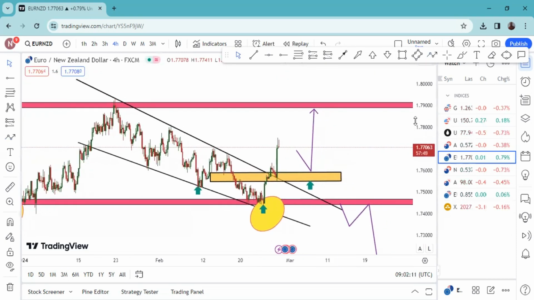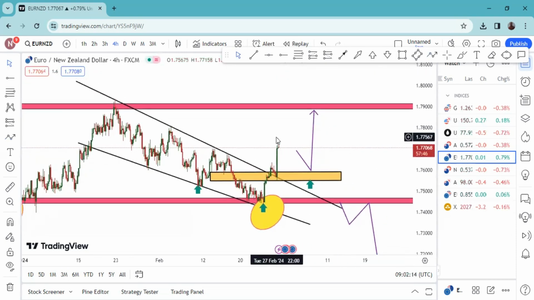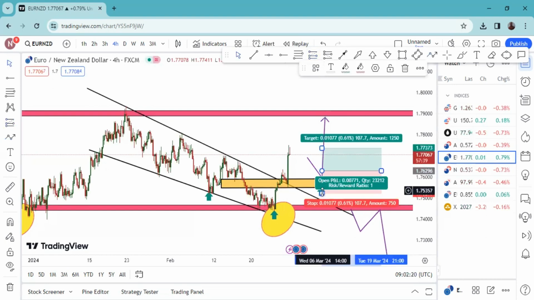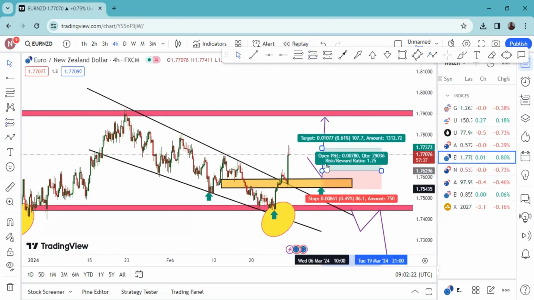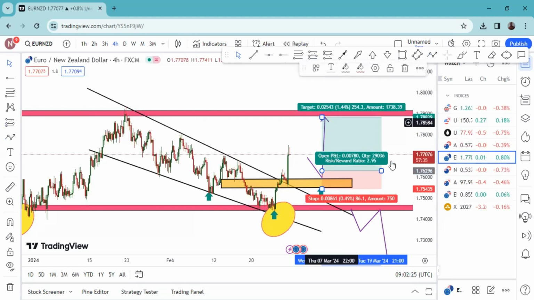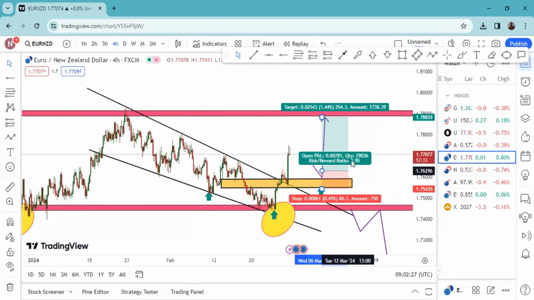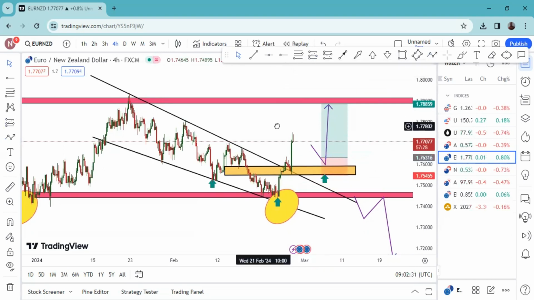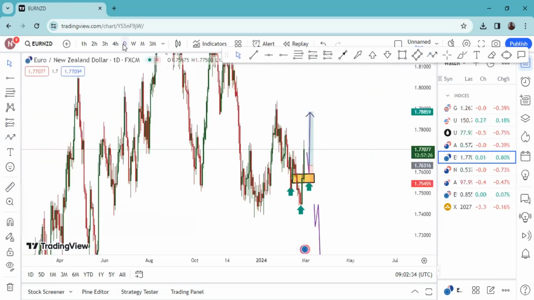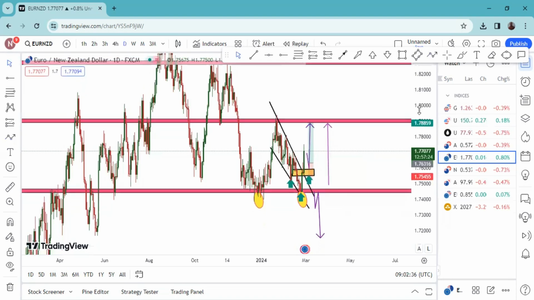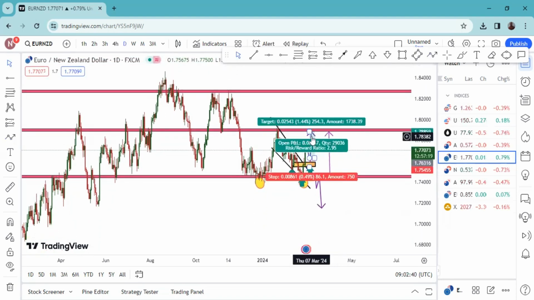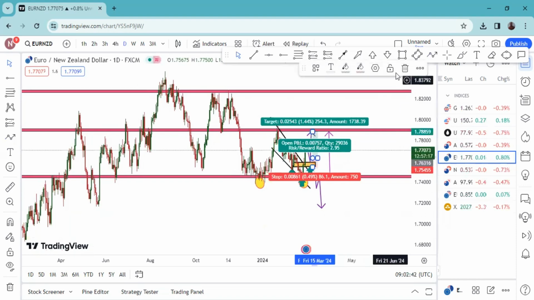But for now, what I'm currently waiting for is the market to come and retest here so that I can take my bias to the upside. This is where I want to take my bias to the upside. So this is what I am expecting on Euro NZD.